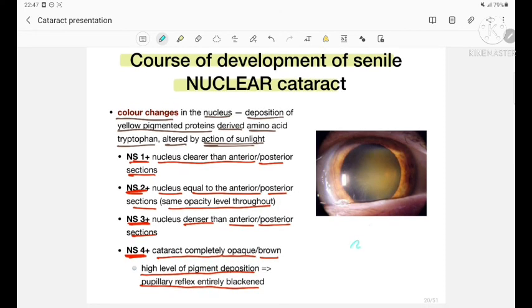So, this is all about the senile cataract, both senile cortical and the nuclear cataract.